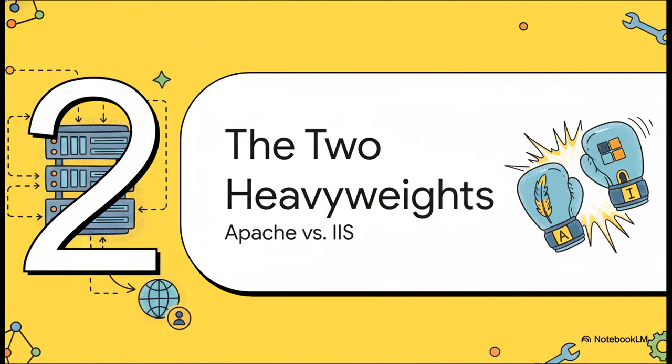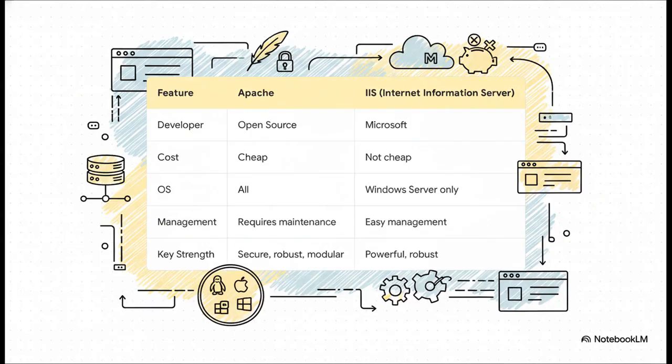Now, not all web servers are created equal. You'd think a server is a server, right? But there are a bunch of options out there, and for a long time, the market has been dominated by two major players. You can really think of it as the ultimate software rivalry. In one corner, you've got Apache. It's the open source champion, right? It can run on pretty much anything. It's free, it's powerful, it's secure, but managing it usually means you've got to get comfortable with editing text files.